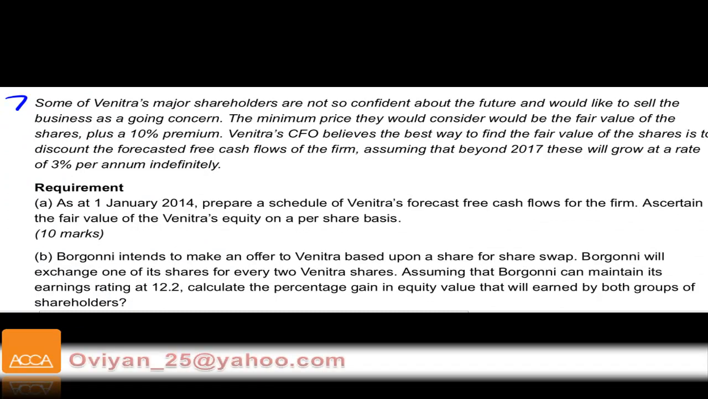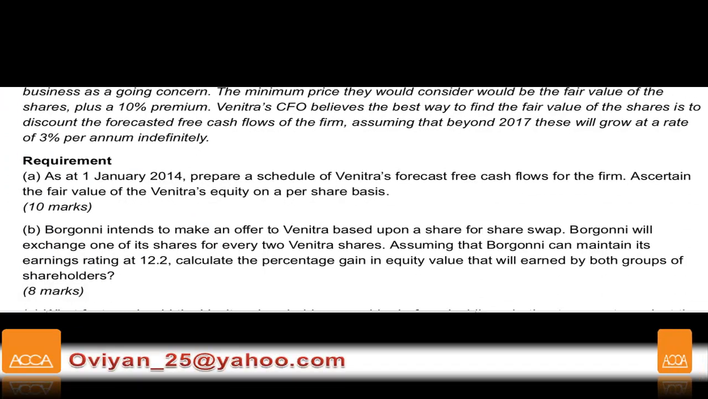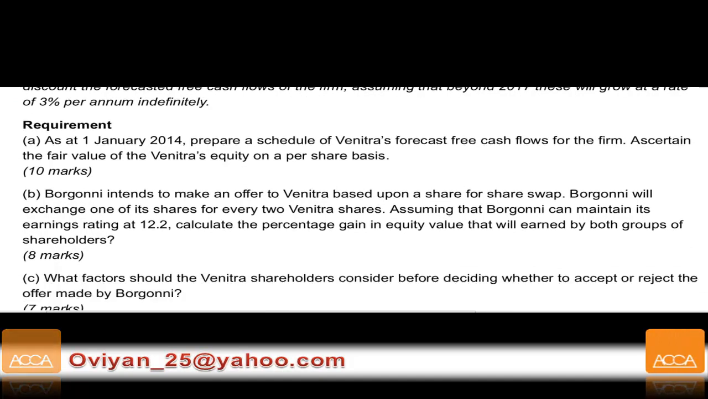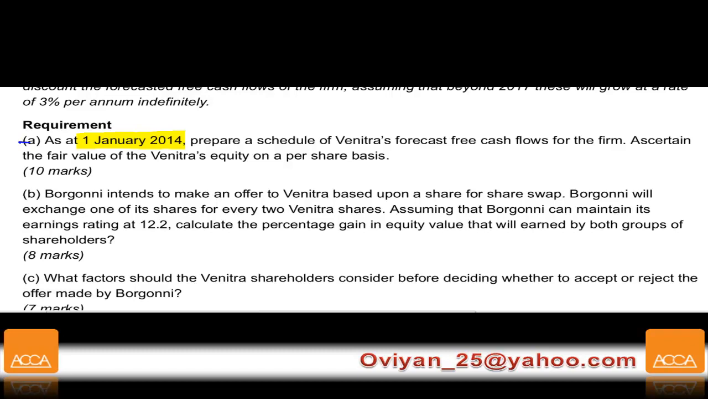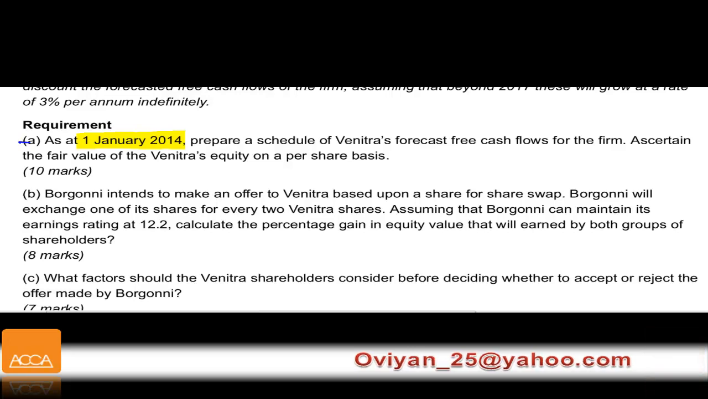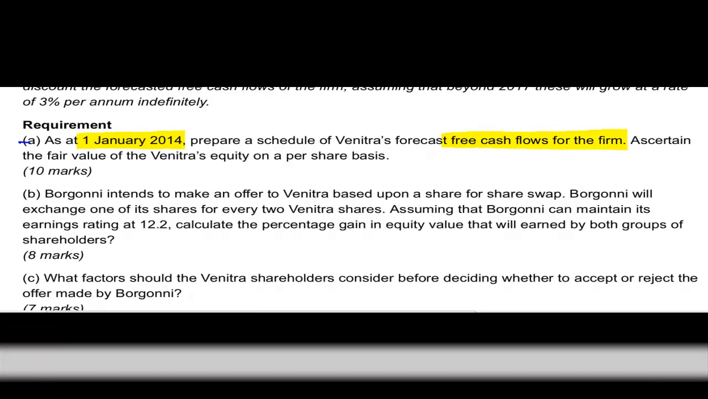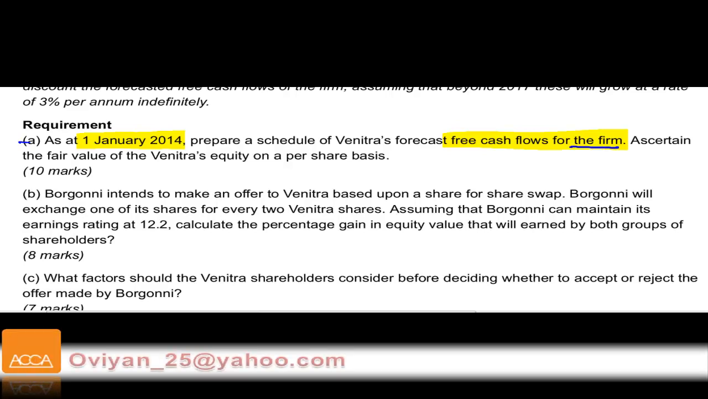Now, in your exam, I would suggest you read the requirement first before reading the body of the question. Now, part A of the question: as at 1st of January 2014, prepare a schedule of Vinitra's forecast free cash flows of the firm. Now, you have to be careful. There will be two types of free cash flows that will be examinable in your ACCA P4. One will be the firm, the other will be equity. So you need to look at the question: what are they asking you?